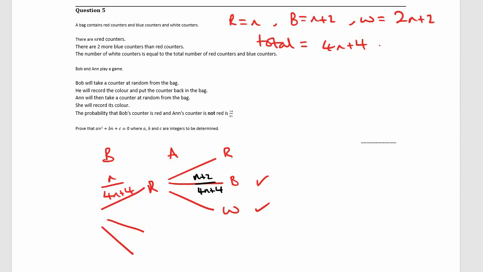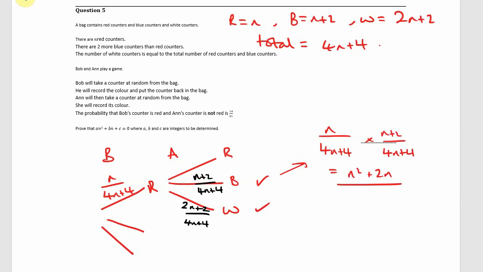And then this is going to be (2n plus 2) over (4n plus 4). So if I go ahead and do these calculations, n over (4n plus 4) times (n plus 2) over (4n plus 4) is going to be equal to (n squared plus 2n) over (16n squared plus 32n plus 16). You can take that slower if you want to.